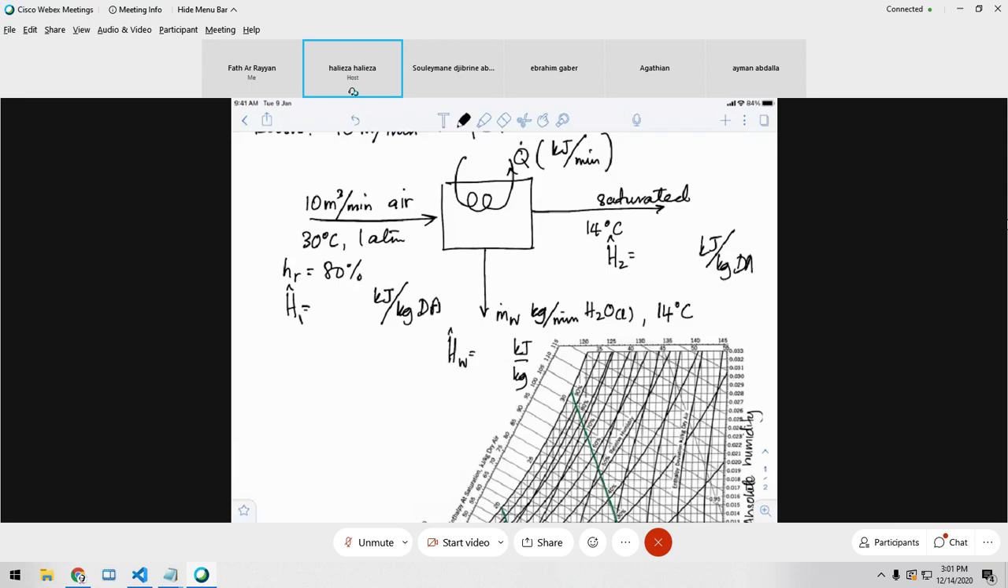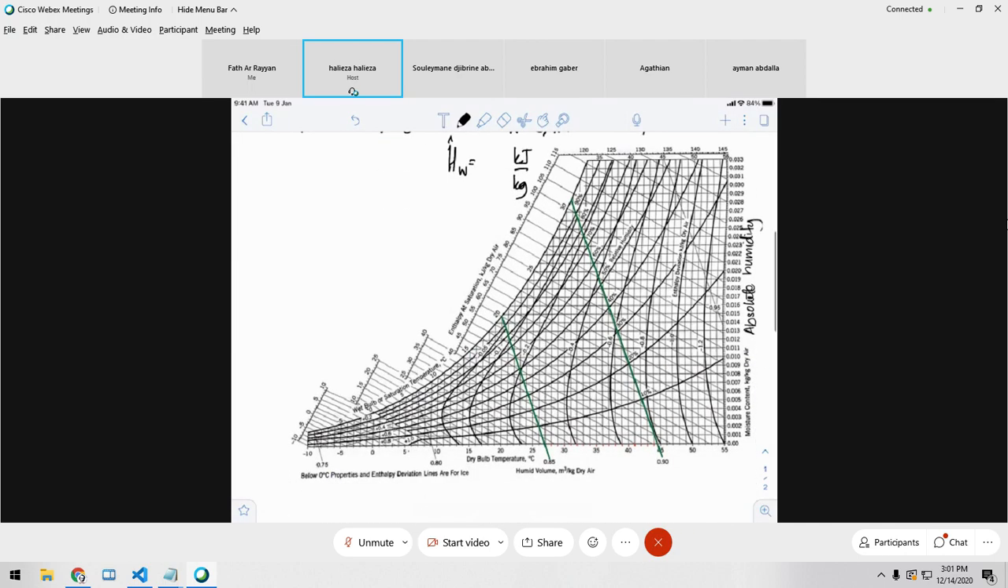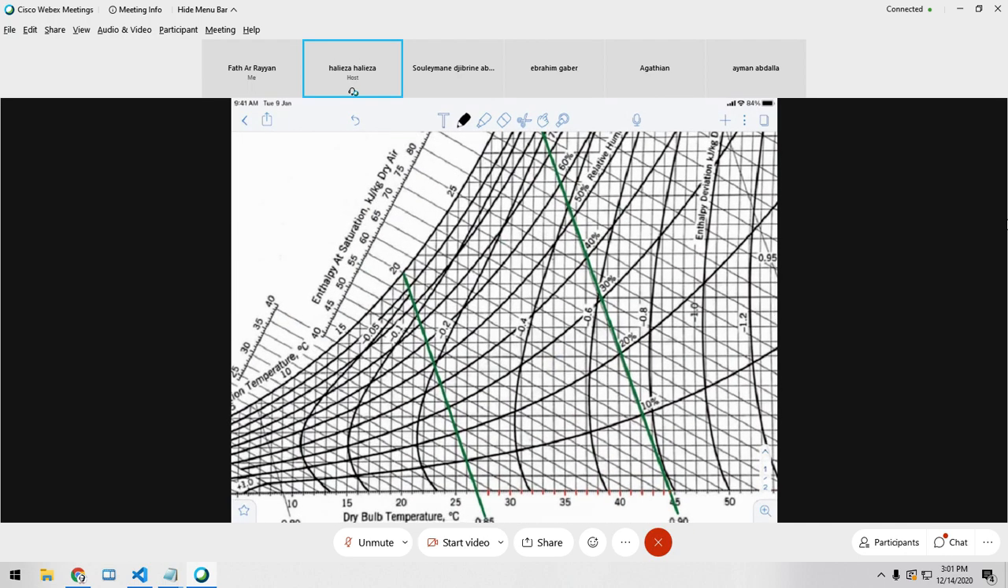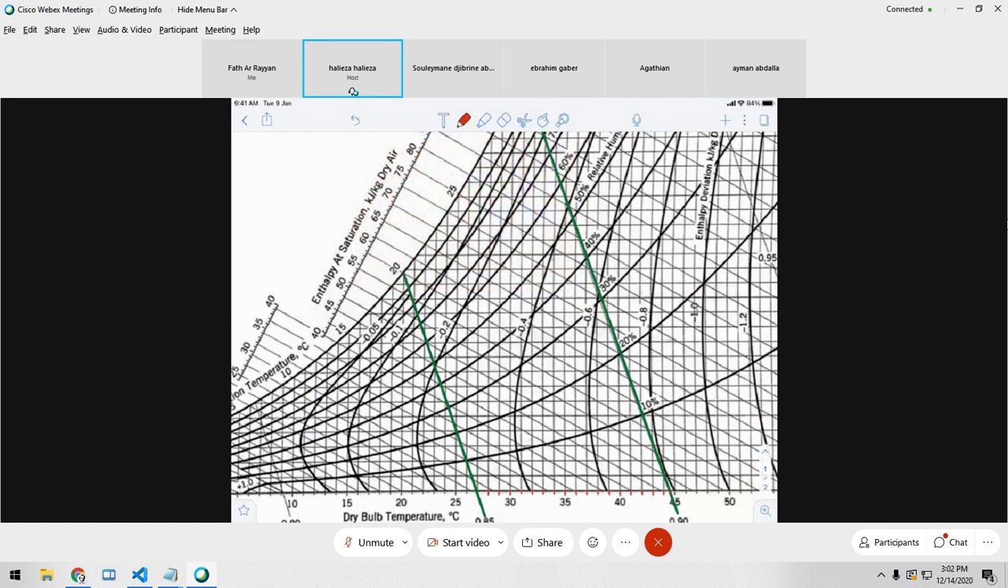Now let's start using our psychrometric chart. Your inlet is at 30 degrees C. So zoom in, 30 degrees C. I'm going to use a different color. That's 30 degrees C. I'm going to draw a straight line. Hopefully I can get a straight line. No, I'm not getting a straight line. Okay, that's straight.